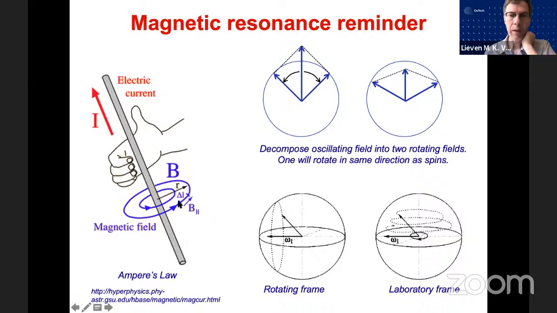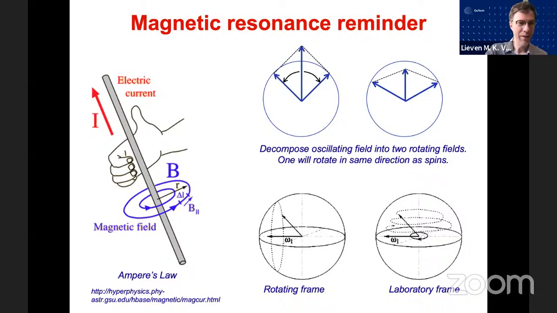Now, this oscillating magnetic field, if we look from the top in the Bloch sphere, will go back and forth like this. And we can decompose it into one component that rotates clockwise and the other that rotates anti-clockwise. And if one of them rotates in the same direction and at the same rate as the spin precesses around the static magnetic field, then it's able to drive that spin resonantly.